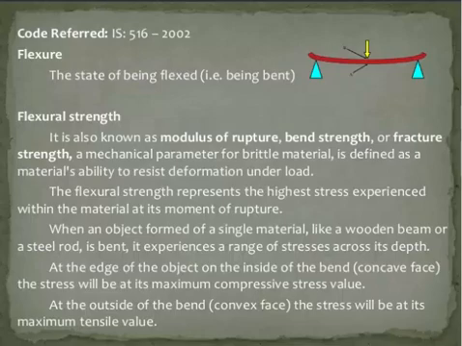Talking about the flexural strength, it is also known as modulus of rupture, bend strength, or fracture strength. It is a mechanical parameter for a brittle material, defined as a material's ability to resist deformation under loads. The flexural strength represents the highest stress experienced within the material at its moment of rupture.